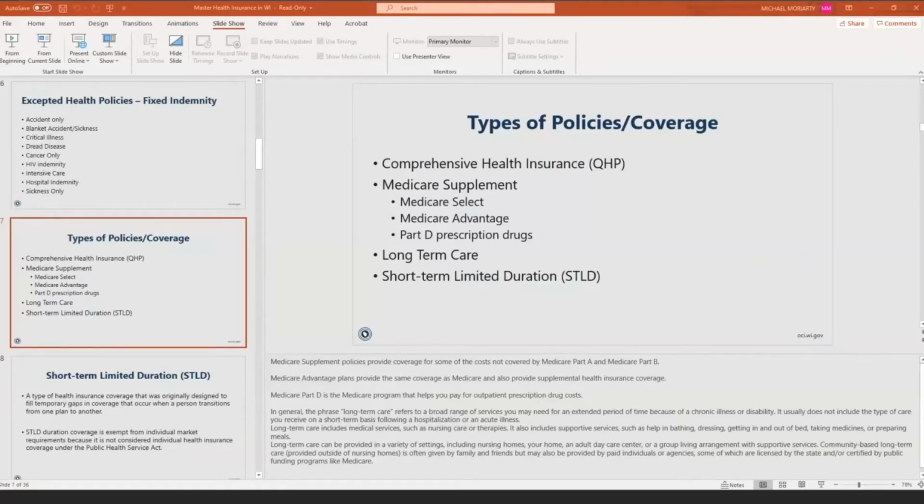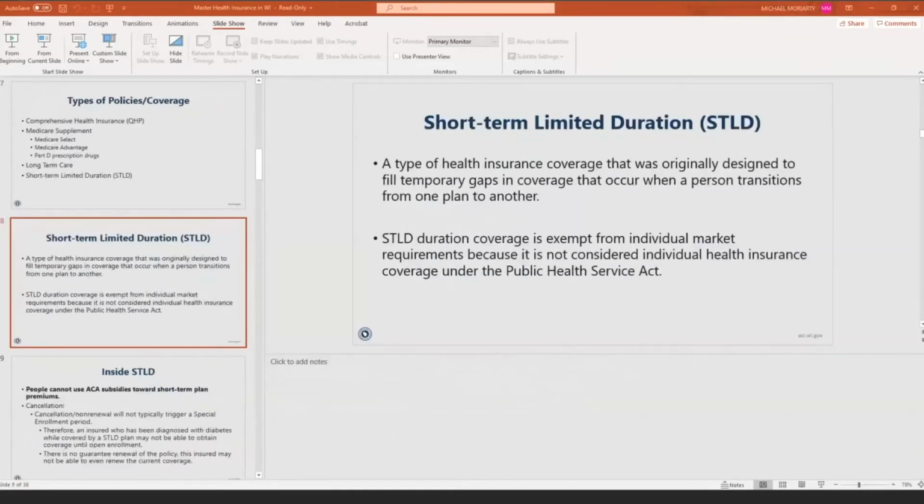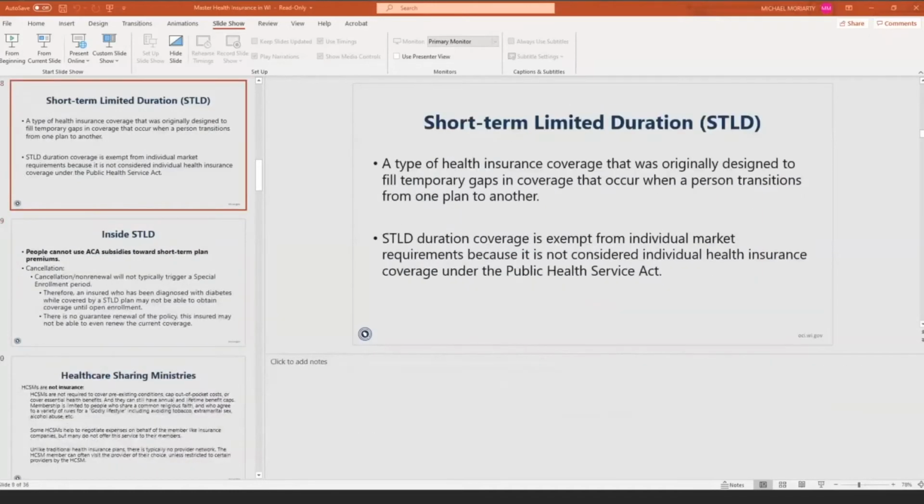Moving on to the next slide, which is short-term limited duration. Short-term limited duration is a type of health insurance coverage that was originally designed to fill temporary gaps in coverage that occur when a person transitions from one plan to another. But there's definitely some times where individuals use this plan as their overall health insurance, and they move from short-term plan to short-term plan, but that was not the original intent. Short-term limited duration coverage is exempt from individual market requirements because it's not considered individual health insurance coverage under the Public Health Service Act.